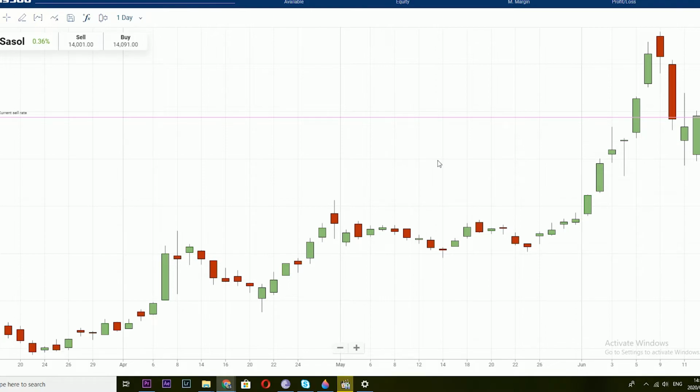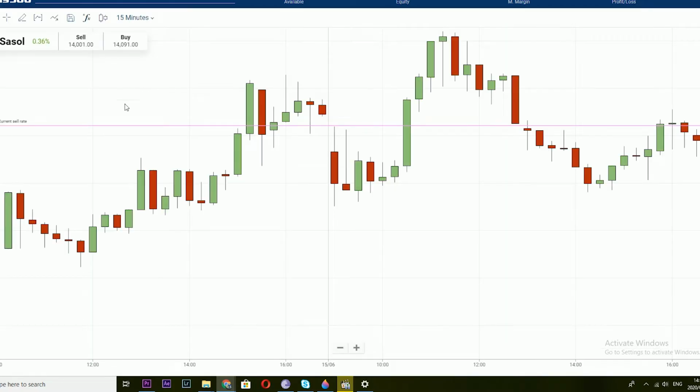Having a look at the Sasol share price, we can see that we have an uptrend, right? where we have higher highs and higher lows, and this is on a 1-day time frame. But should we change this to, let's say, 15 minutes, now we have a horizontal trend. So this is where you have to then decide which time frame you want to base your decision on, and then you can decide if you're investing or not. Let's have a look at another example.